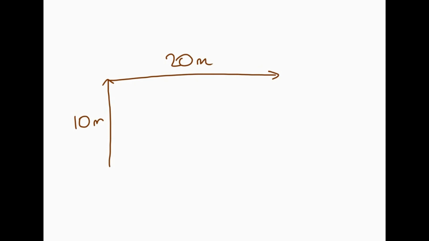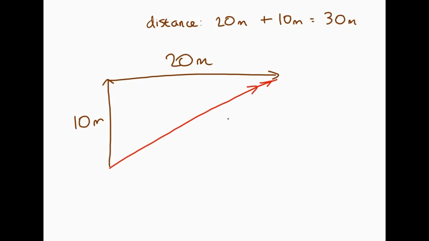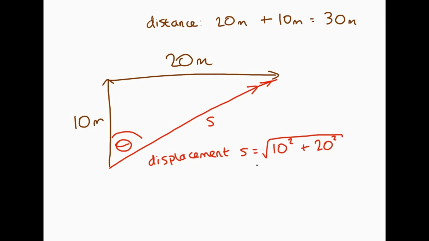Adding scalars together is really quite simple. If I walked 10 meters north and then 20 meters east, the total distance I've walked would be 30 meters. However, if I want to find my displacement, I need to find the overall distance I've traveled from the start right to the finish, as well as an indication of what direction, often by finding the angle made to the horizontal or to the vertical. In this case, my displacement is about 22.4 meters at an angle of about 63 degrees from north.